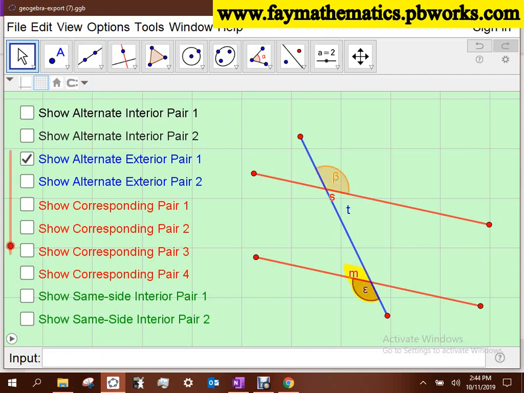We do the same thing with alternate exterior. You see if that yellow angle slides and rotates to match up to that one there. So alternate exterior angles are congruent. Corresponding is a pretty easy one. Okay, we just see that slide that way.